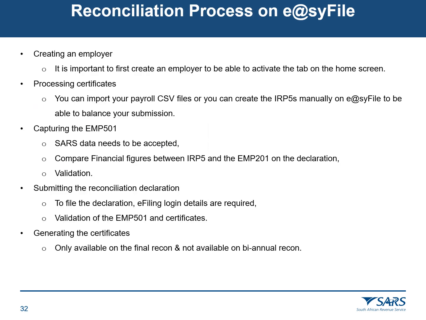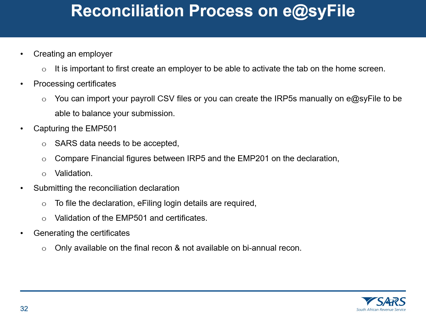Once you have successfully created login credentials and logged into eFile, you need to start creating an employer. It's important to first create an employer to activate the tabs on the home screen. Processing certificates: you can import your payroll CSV files, or you can create IRP5s manually on eFile to be able to balance your submission. Capturing the EMP501, the SARS data needs to be accepted.